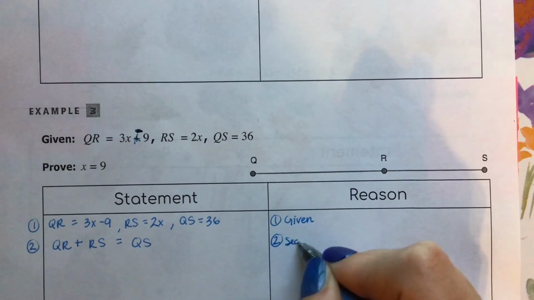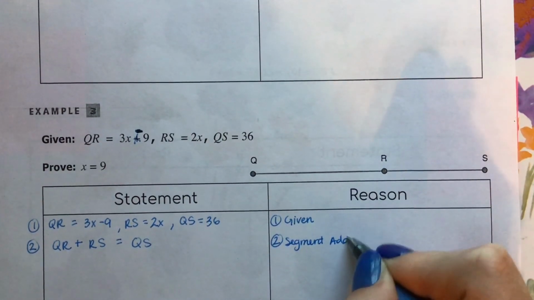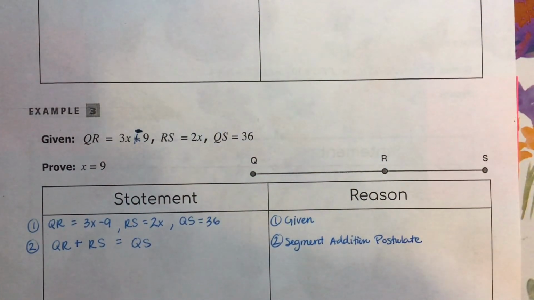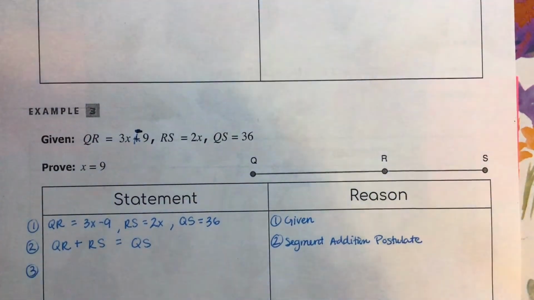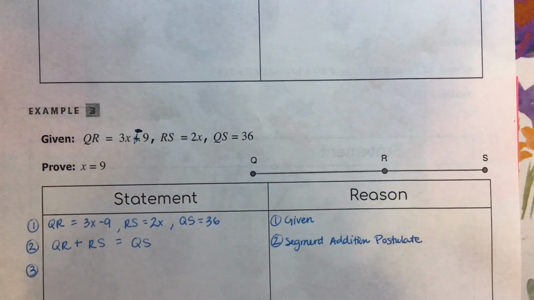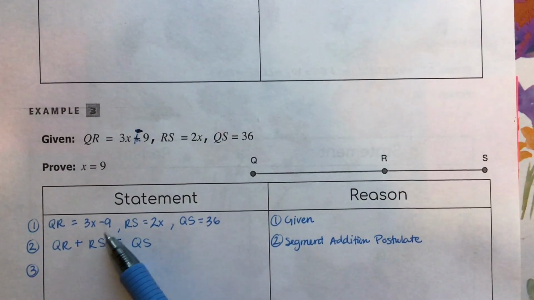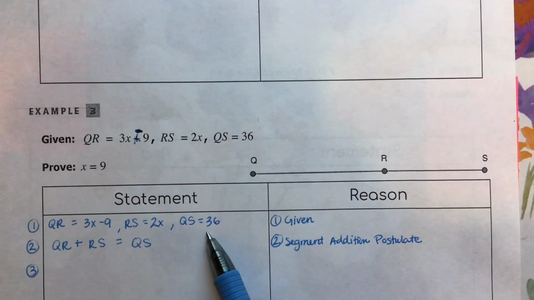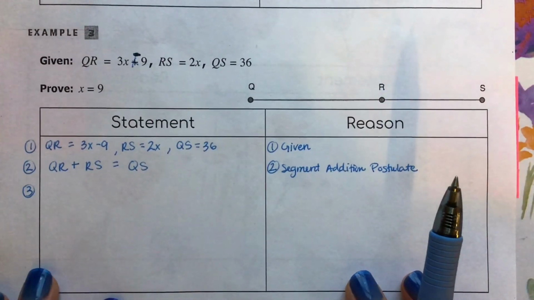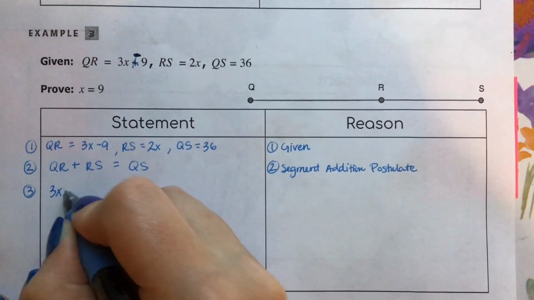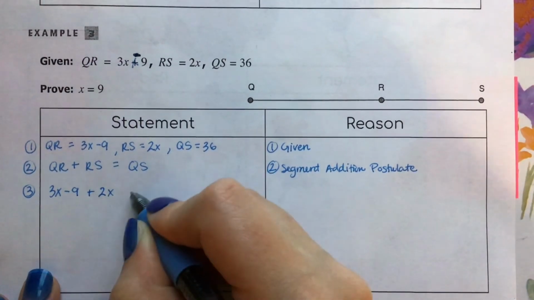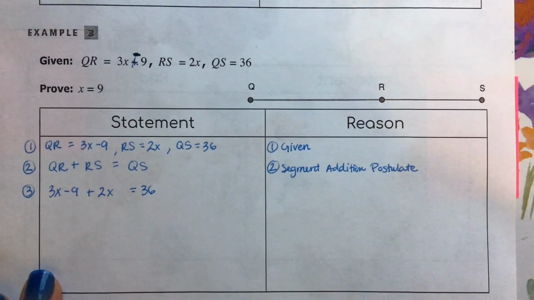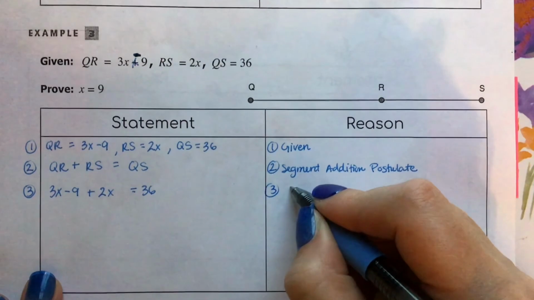And that is my segment addition postulate. After that, I'm going to replace the QR with 3x minus 9, the RS with 2x, and the QS with 36. I'm going to replace it with an equivalent value. So this is going to be 3x minus 9 plus 2x is equal to 36. The reason I'm allowed to do that, or the purpose for that, is going to be substitution.